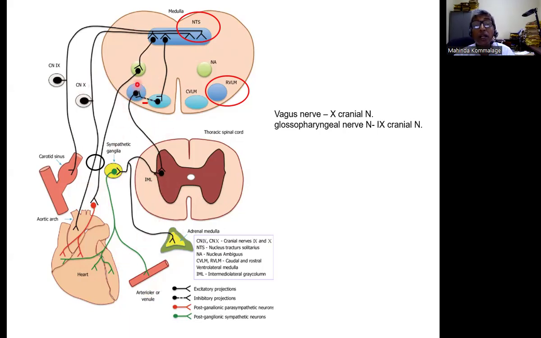Right, RVLM, this part. Just put a circle. This RVLM and their output to heart, blood vessels and adrenal gland. Just concentrate only on this part, and with the activation of RVLM, we can activate these things.